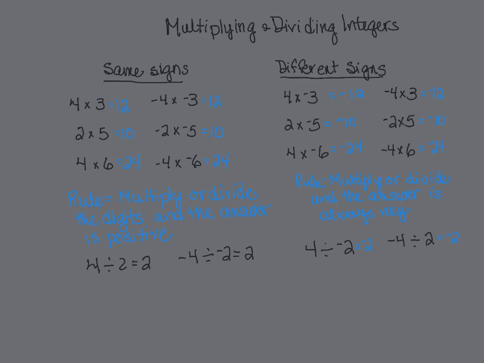So that's pretty much it. I mean, really, the rule is, you're multiplying or dividing. That doesn't change. Same signs, positive. Different signs, negative. So if you wanted to write it as shorthand, I can write down here, same signs. If they have the same signs, they are positive. Okay? If they have different signs, they are negative.